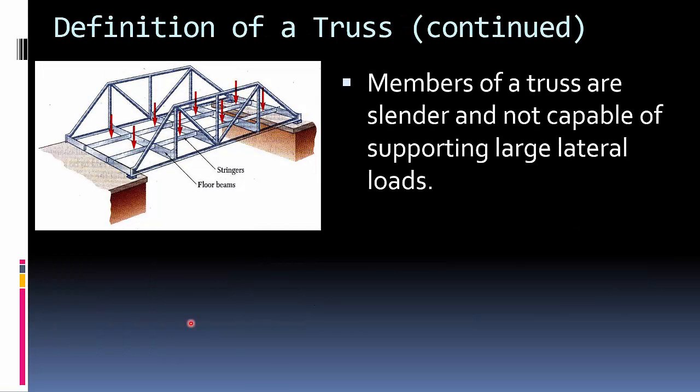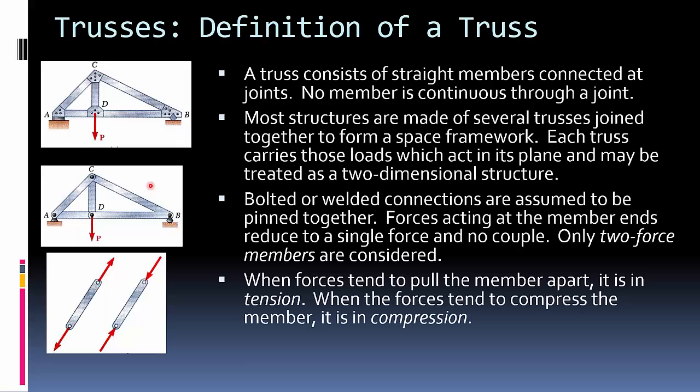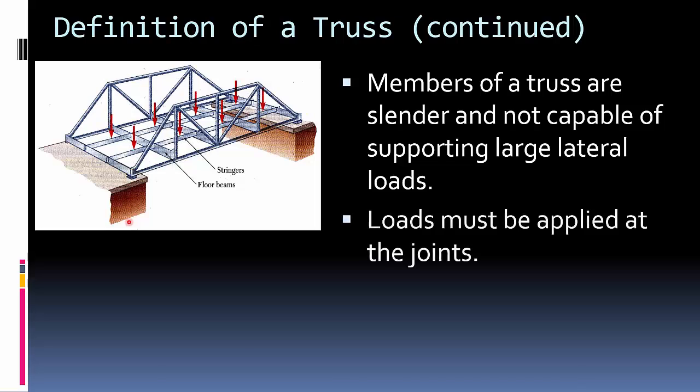A couple more points. Members of a truss are slender and not capable of supporting large lateral loads, which again goes to the idea that we're going to deal with these things as, even here where you have a truss that has kind of a third dimension to it, only the 2D aspect, because we're going to say it can't support lateral loads. And the loads must be applied at the joints. So again, going back to the previous slide, this load has to be at this joint. It can't be off in here or else it's no longer a truss.